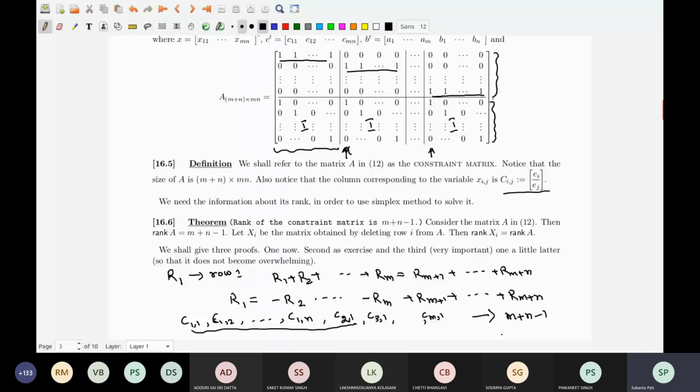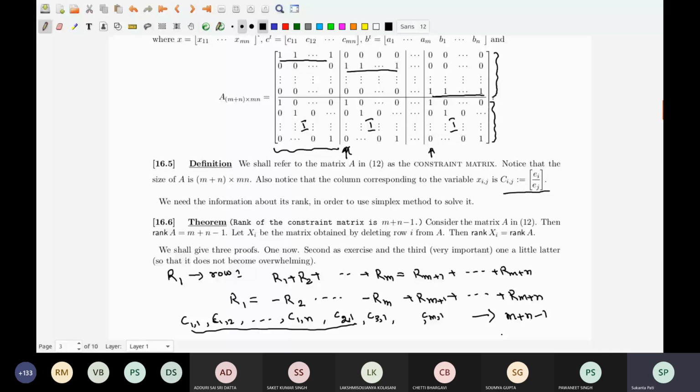Therefore, the rank of this matrix has to be greater than or equal to m plus n minus 1. But we have already shown that the rank of this matrix is less than or equal to m plus n minus 1, because there are m plus n many rows and one of them is a linear combination of the others. So it follows that the rank is equal to m plus n minus 1.